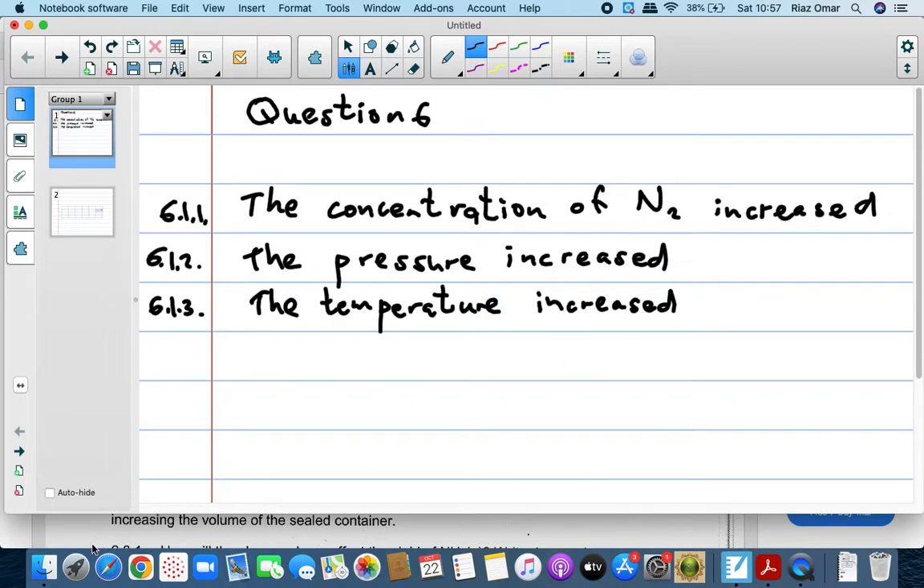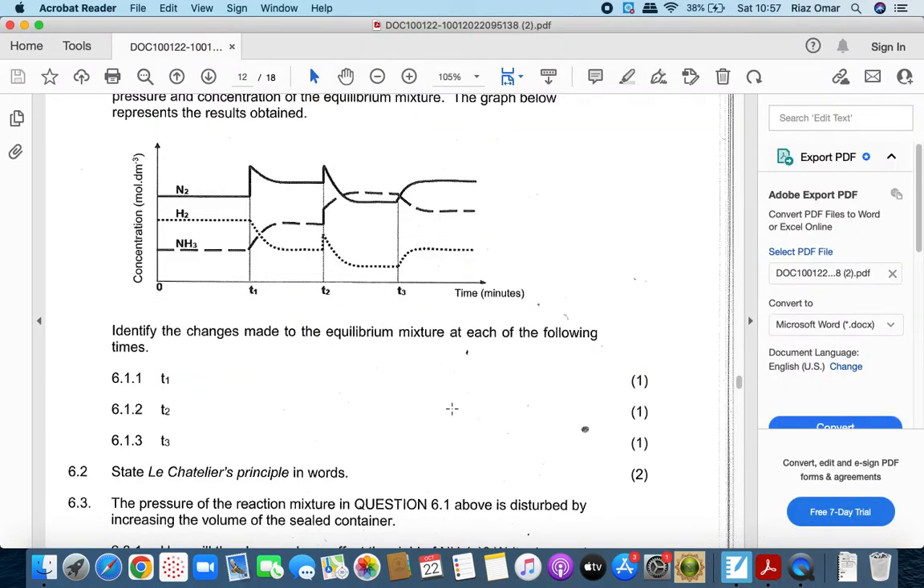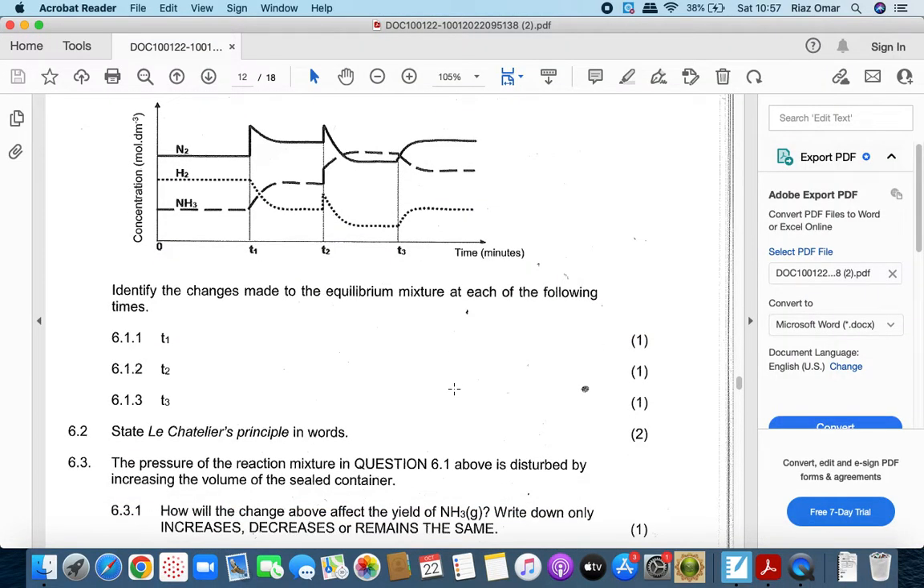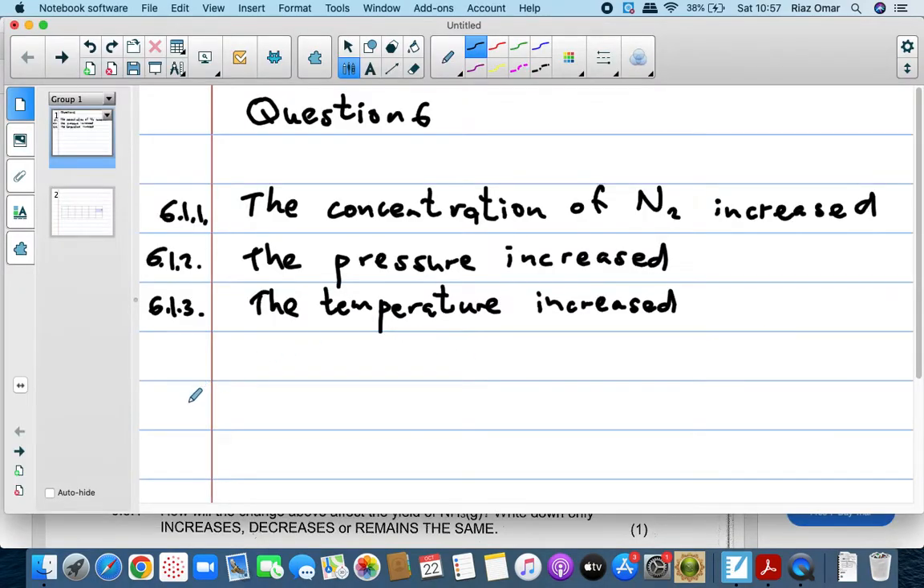So we've got our 6.1.1 done. Let's look at 6.2. 6.2 says state Le Chatelier's principle in words. As we said, you have to learn your definitions. You shouldn't lose unnecessary marks for definitions. So this is an equilibrium question. So 6.2 we can say, learn your definition of Le Chatelier's principle.